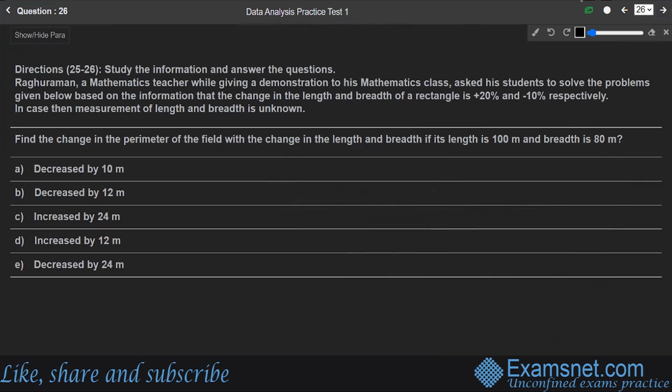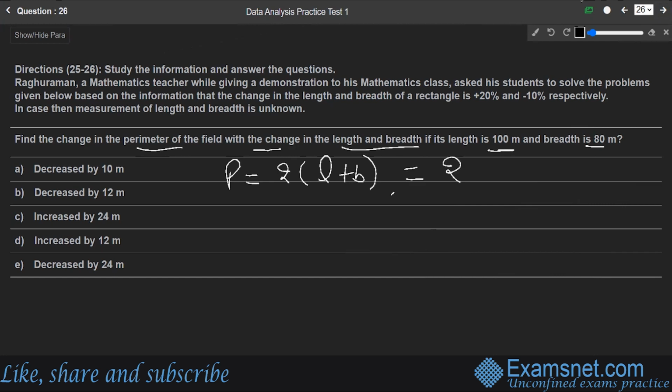They're asking, find the change in the perimeter of the field with the change in the length and breadth if its length is 100 meter and breadth is 80 meter. Okay, so the perimeter of a rectangle is always given by twice of L plus B, where L is length and B is breadth.